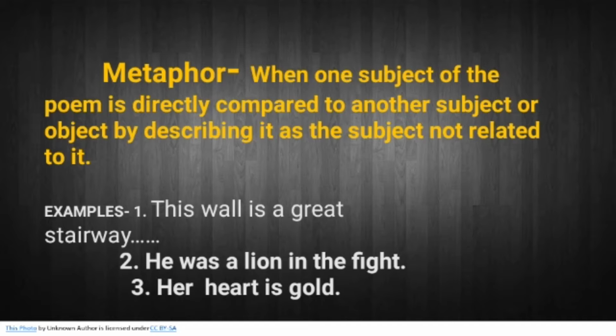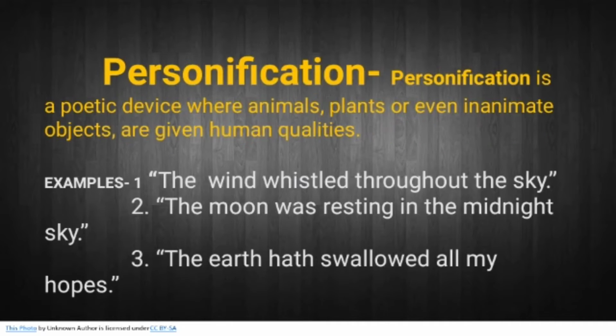Her heart is gold. Here, the purity of the heart is being compared to the purity of gold. But instead of saying her heart is as pure as gold, it is said her heart is gold. So, comparison between purity of gold and the heart. Here, in the metaphor, the comparisons are direct because as or like is not being used, and moreover, they again force us to think.